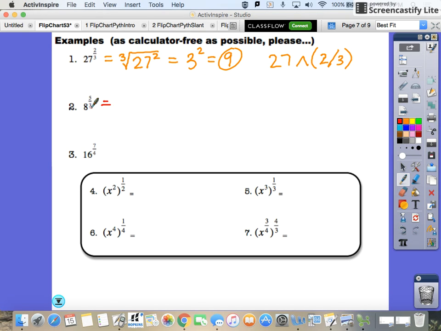This would be rewritten as the cube root, because 3 is on the bottom, of 8 to the 5th power. The cube root of 8 is 2, and 2 to the 5th power is 2 times 2, which is 4, times another 2 is 8, 16, 32. Again, you could type this in as 8 caret parenthesis 5 divide 3.